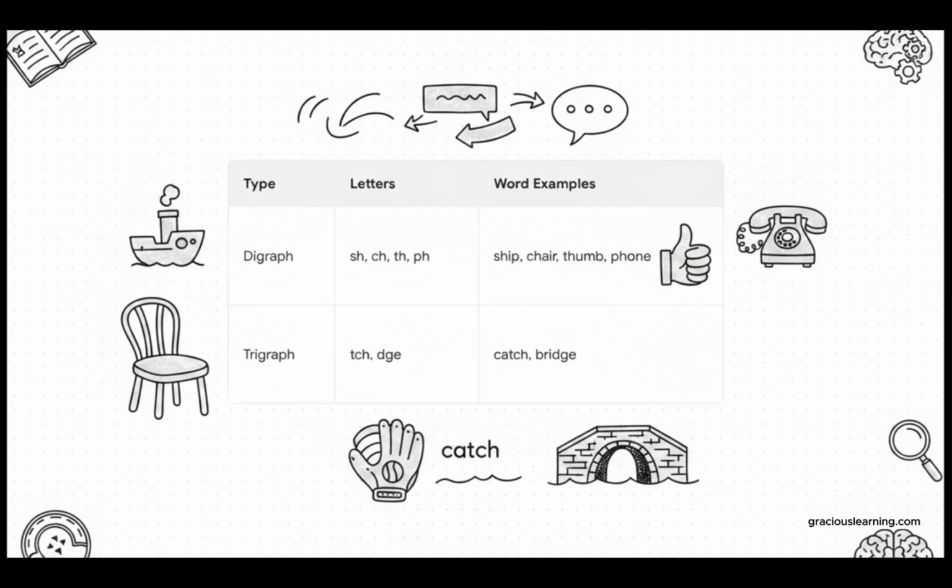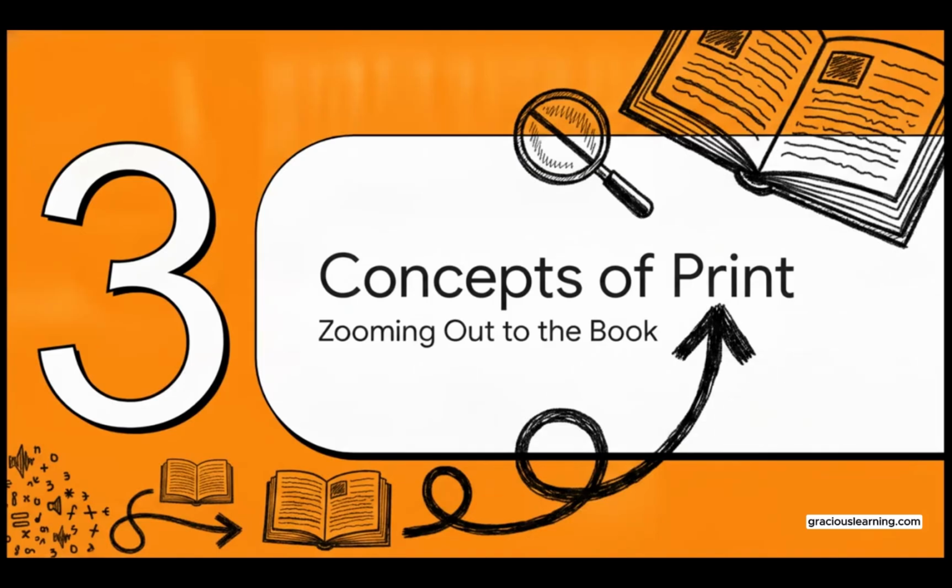And DGE makes the j sound in bridge. You don't hear the D. They completely morph into one single sound. All right, Section 3, Concepts of Print, zooming out to the book.